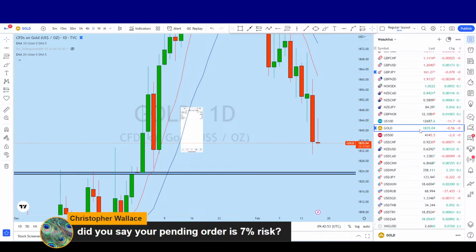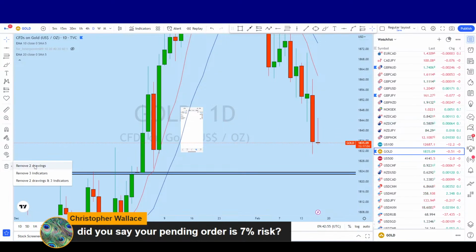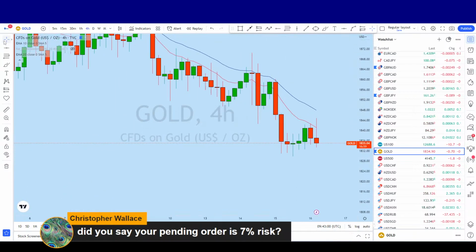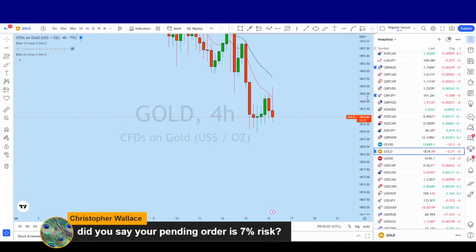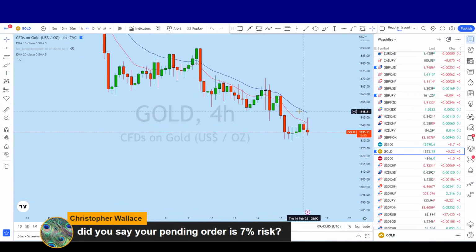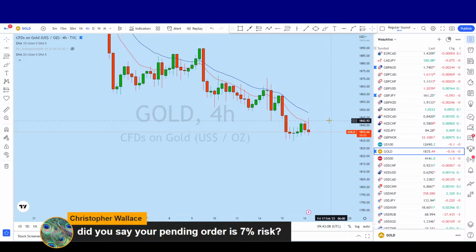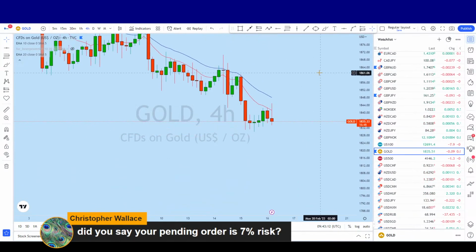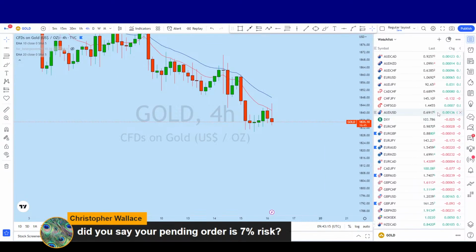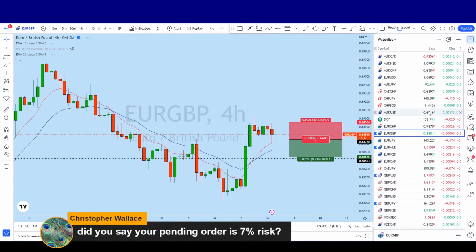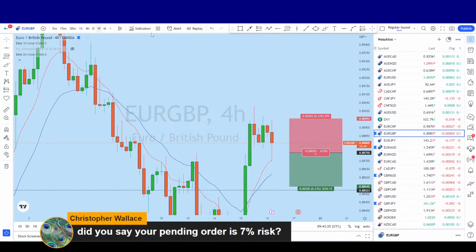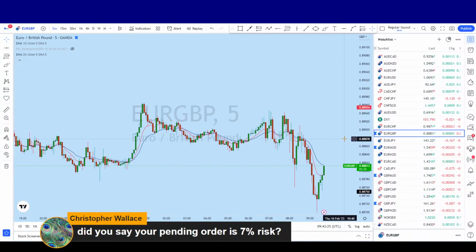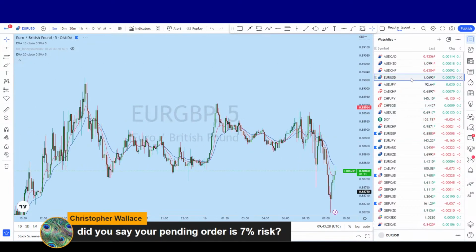Now you can see gold is pumping down. This is ridiculous. As I mentioned, this is really ridiculous. How many times does it grab liquidity? This one, and then there's another one. So it's setting up for a bigger drop. Now Euro GBP is pumping up. No problems. It's likely to come back down again.